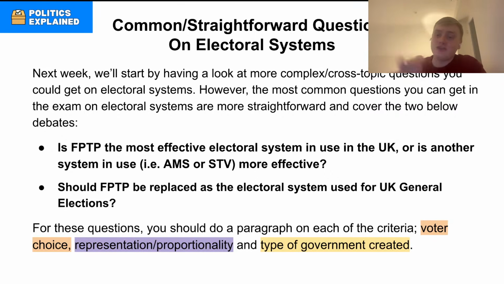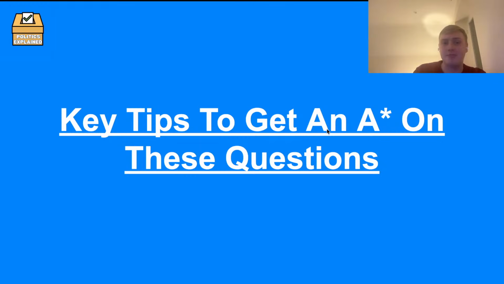And for these questions, as we've gone through, you should do a paragraph on each of the criteria: voter choice, representation / proportionality, and type of government created. And these are really ones you can practice really effectively before the exam. Key tips to get an A-star on these questions then.